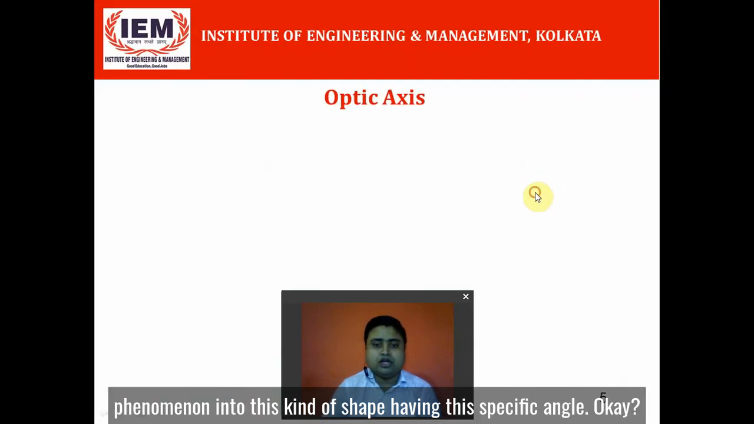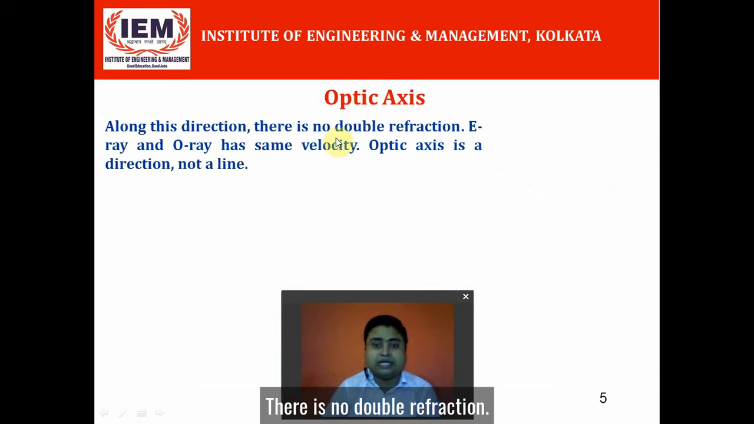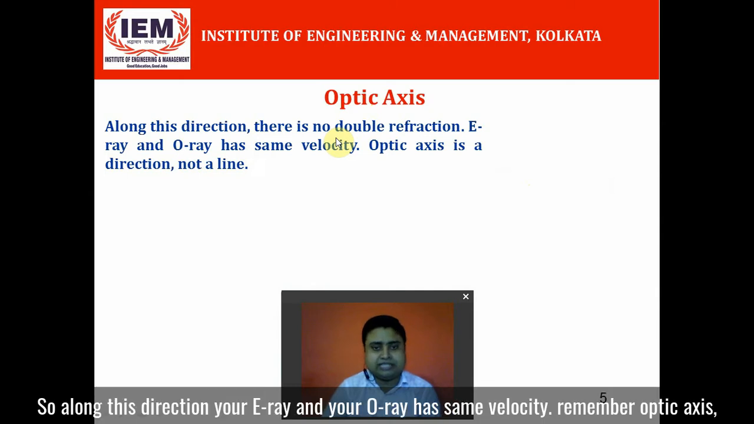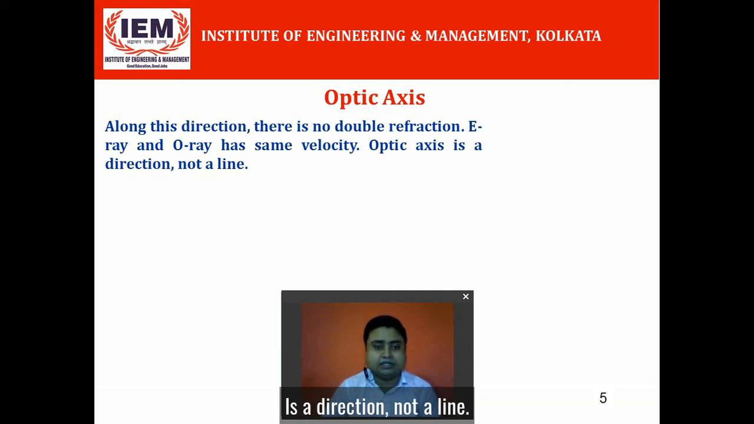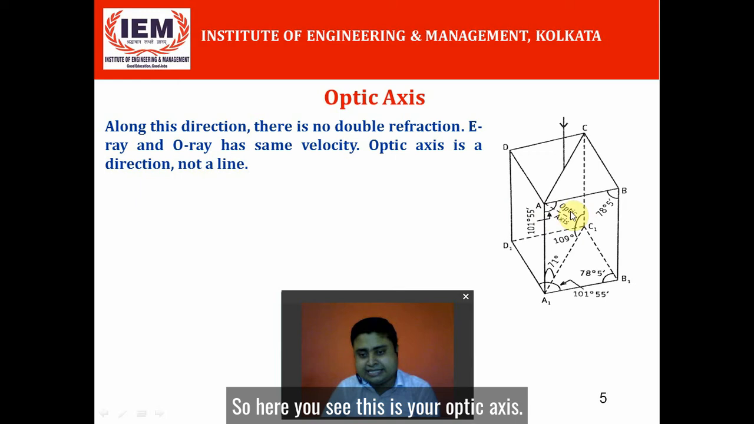Okay. So what is optic axis? Along this direction there is no double refraction. Along this direction your E ray and your O ray have the same velocity. And remember, optic axis is a direction, not a line. So optic axis is a direction. Here you see, this is your optic axis.